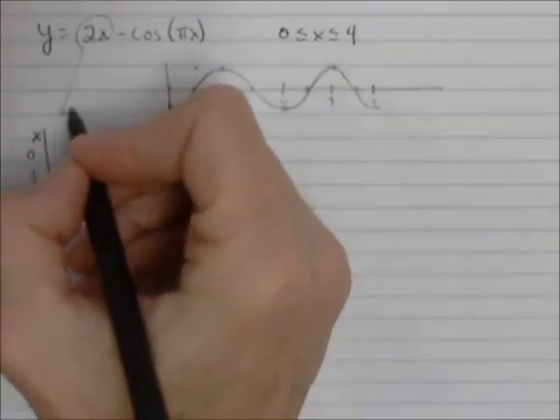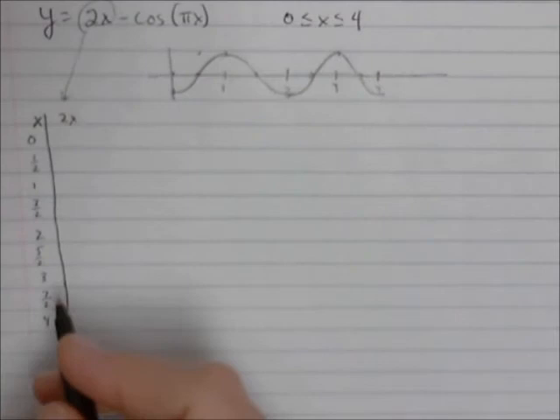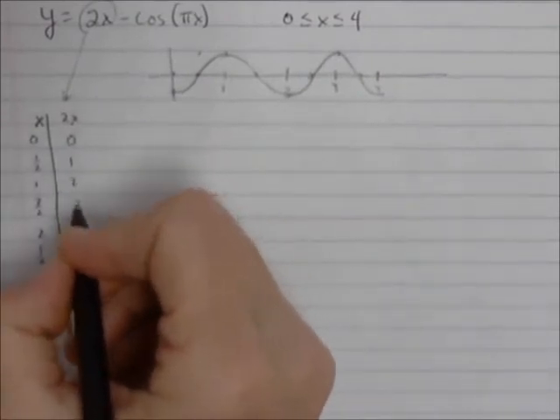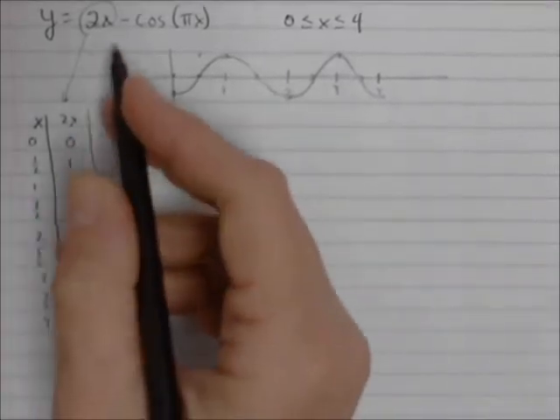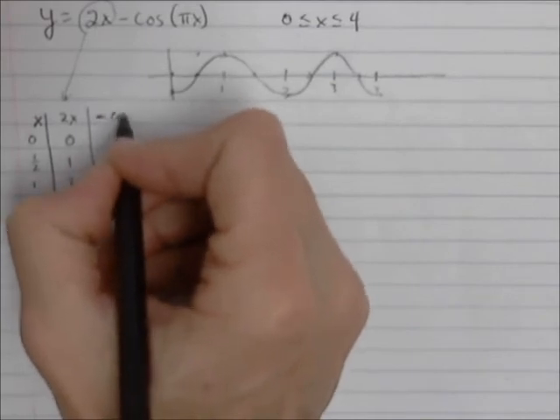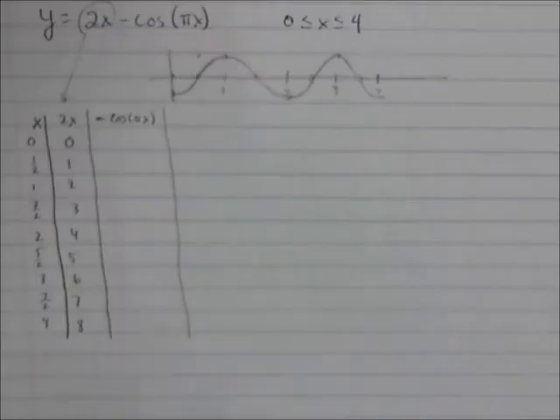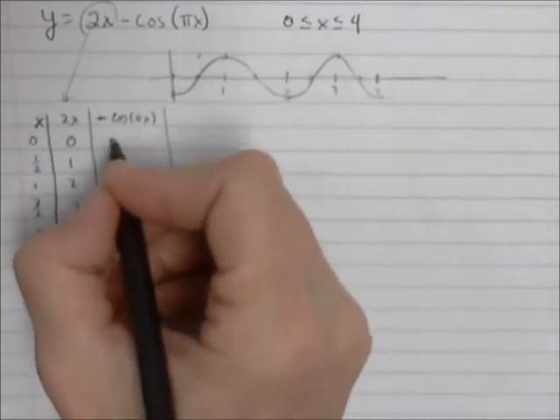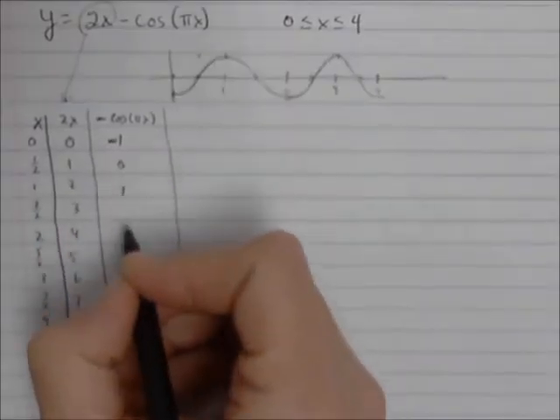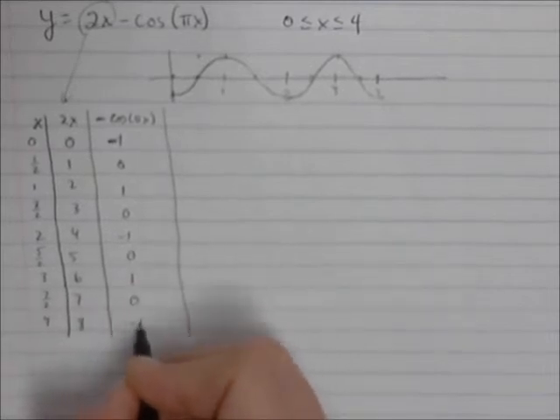My first function is y equals 2x. So all I have to do is double all of those numbers in this column. And then the next column is the negative cosine of pi x. And then we'll add those two together to get our final xy values to sketch. So these values are starting at -1, 0, 1, 0, -1, 0, 1, 0, and it ends at negative 1.